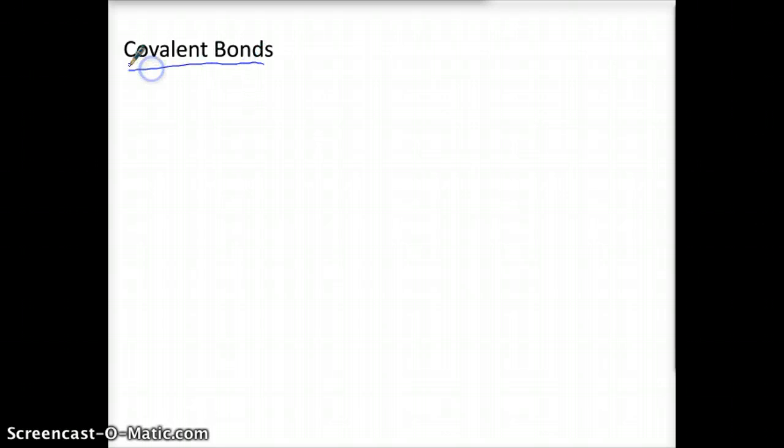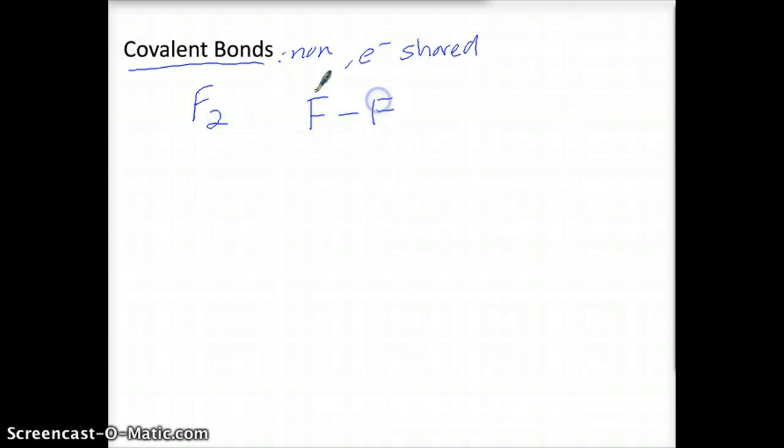Covalent bonds are between nonmetals. Okay? Electrons are shared between those two atoms. So for example, if we have F2, fluorine gas, the way we would draw the Lewis structure, which we'll cover in more detail in a little bit, shows that these two electrons here are being shared between those two fluorine atoms. What we need to know about covalent bonds is their specific names of bonds.